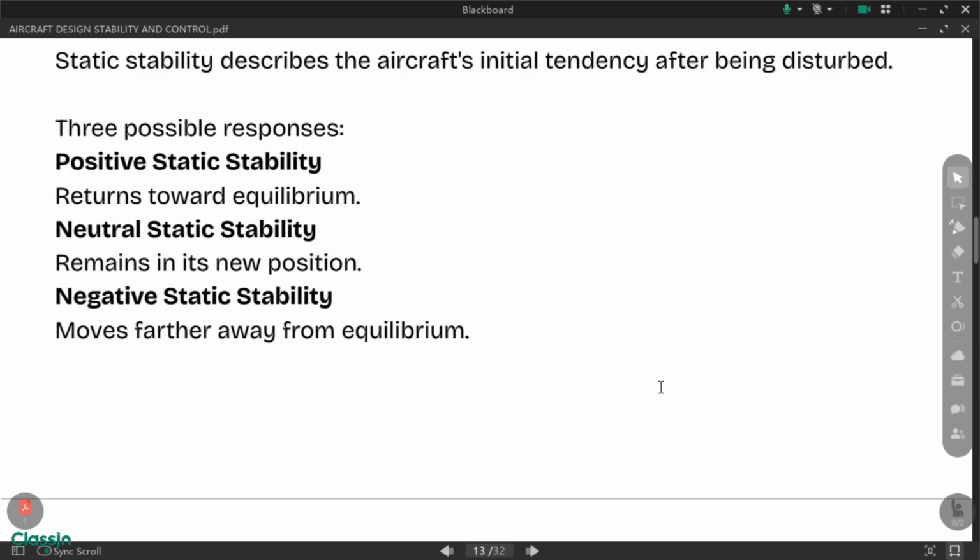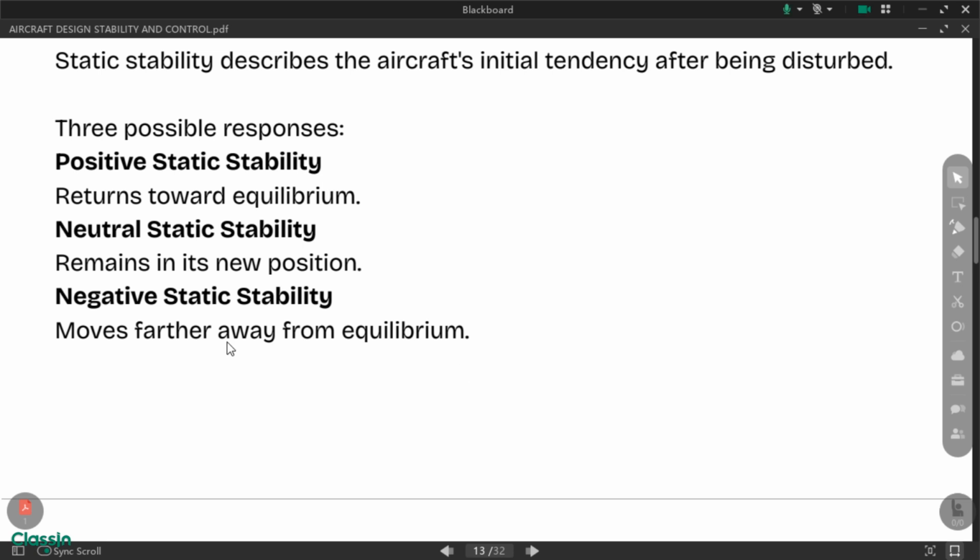And yung neutral static naman is upon being disturbed, yung aircraft natin would remain in the new condition. No restoring forces would exist. Okay? Wala ring destabilizing force that would exert more force to push out yung ating equilibrium. Okay? Yung aircraft natin, it would simply stay where it is displaced.